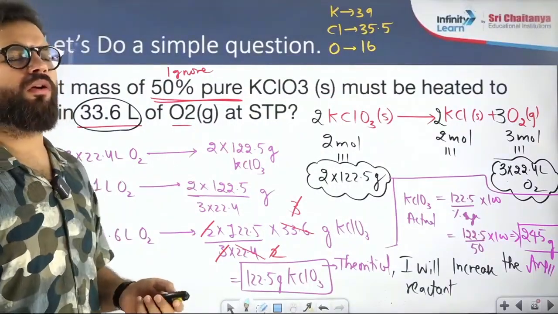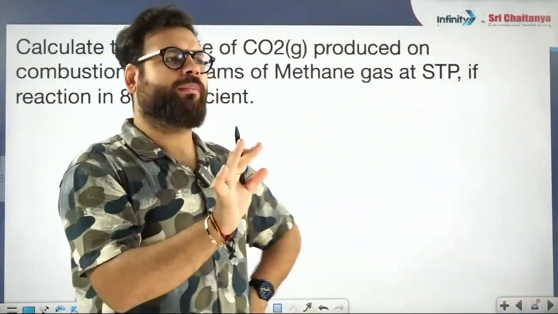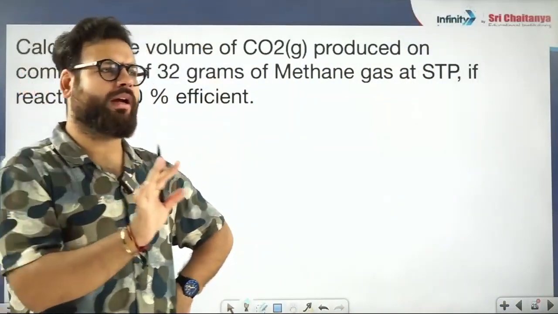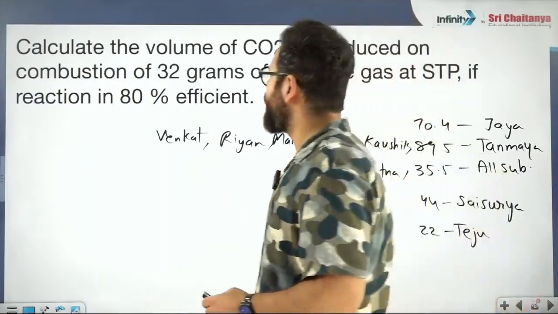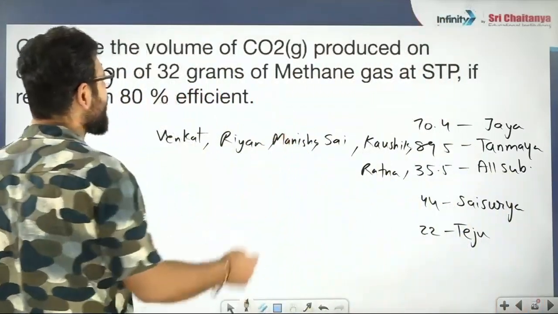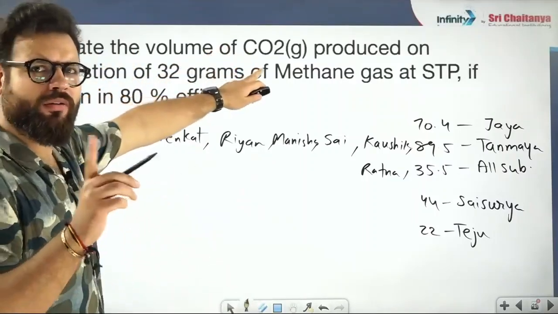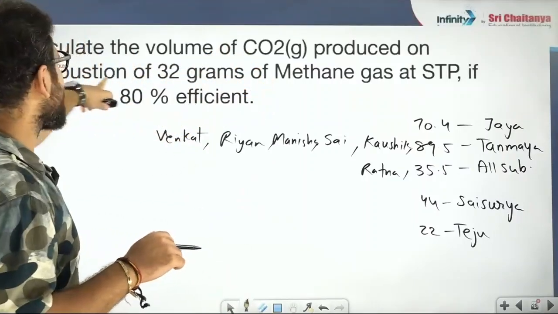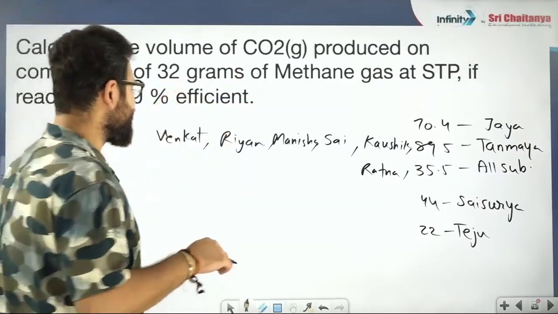I have taken a lot of time to discuss one question. Try this. Take your time and do quickly. Now I will solve. You see the answer. All of you quickly see here. Then let us see who will get the correct answer. Volume of CO2 produced. CO2 is a product here. So I will decrease the product. Combustion of 32 grams of methane at STP if reaction is 80% efficient.